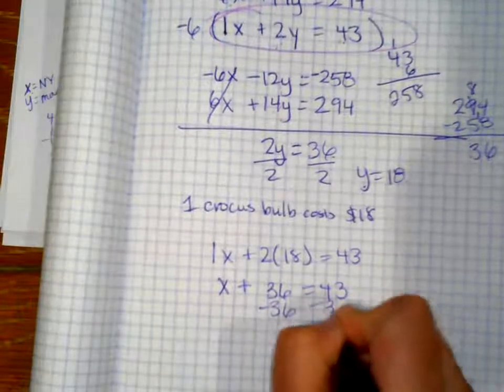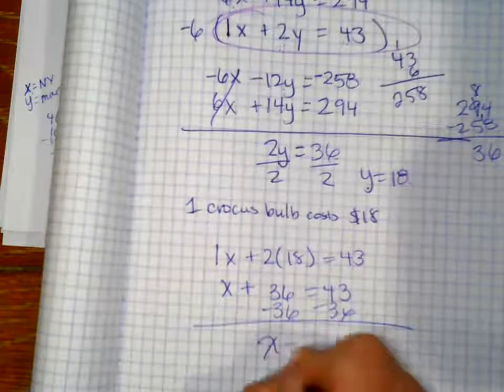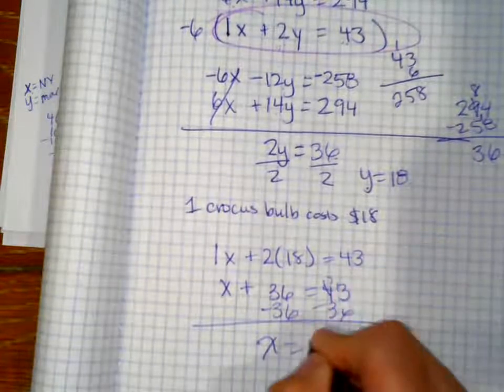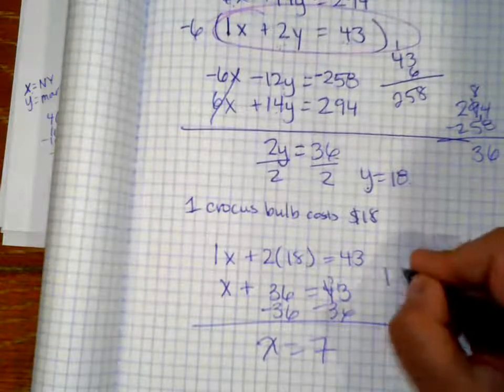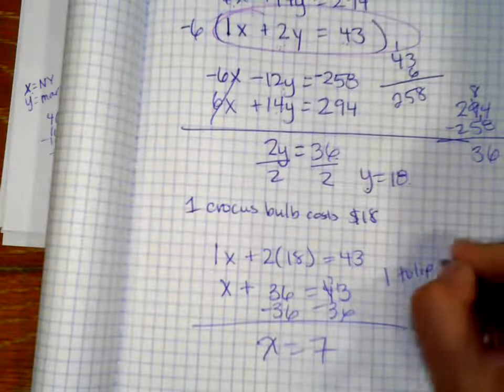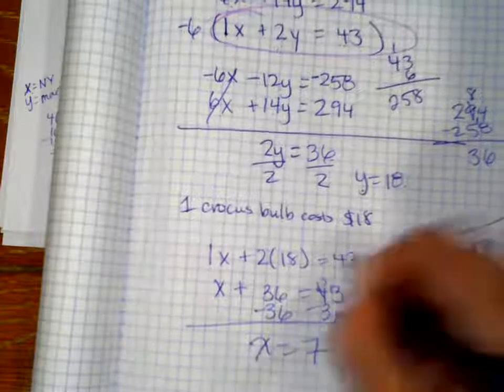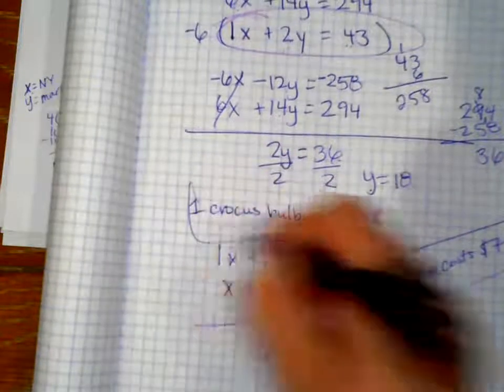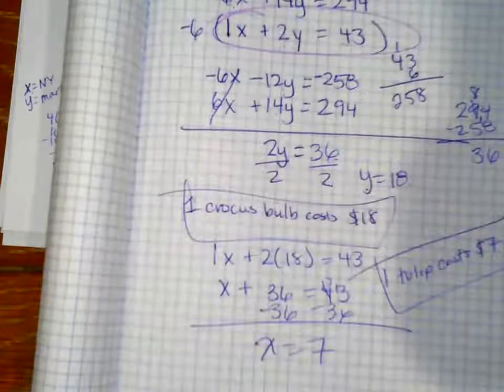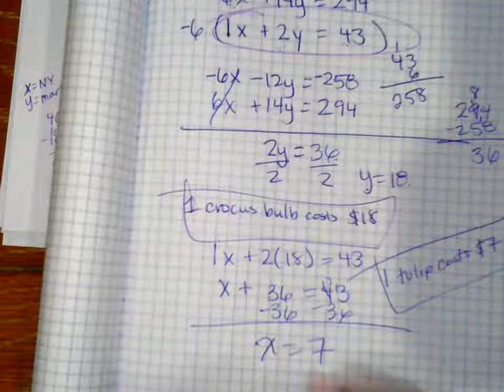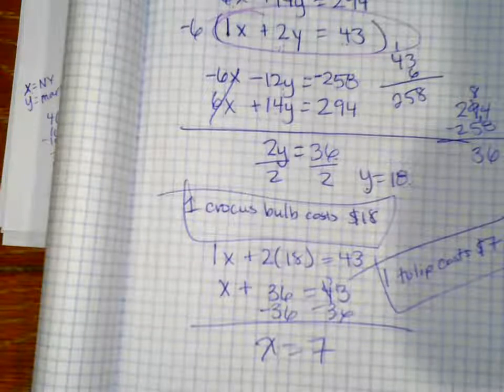Subtract 36 from both sides. X is going to equal 7. So 1 tulip costs $7, and 1 crocus bulb costs 18. All right, so those are your systems.